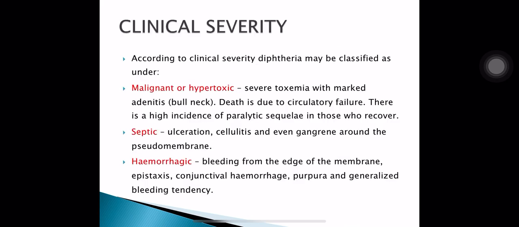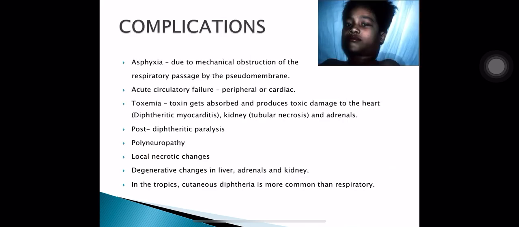Clinical severity can be malignant and hypertoxic, septic, or hemorrhagic. In malignant and hypertoxic, severe toxemia with marked adenitis occurs, that is bull neck appearance. Death is due to circulatory failure, and there is high incidence of paralytic sequelae in those who recover. In the septic type, there is ulceration, cellulitis, and even gangrene around the pseudomembrane. In the hemorrhagic type, bleeding from the edge of the membrane occurs. Epistaxis, conjunctival hemorrhage, purpura, and generalized bleeding tendency can occur.